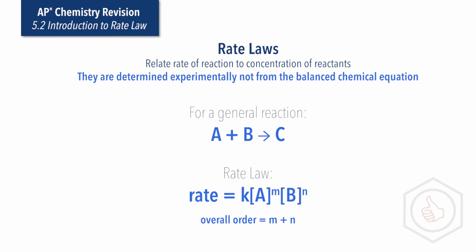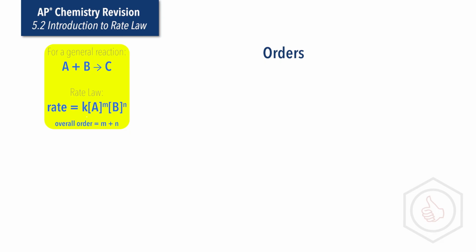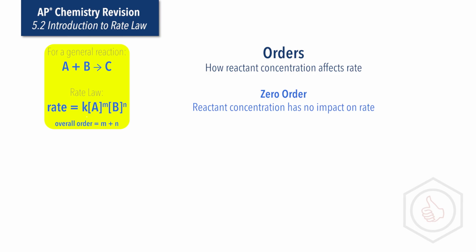The order of reaction with respect to a reactant tells us how the rate changes as the concentration of that reactant changes. If a reaction is zero order with respect to a particular reactant, then changing the concentration has no impact on the rate of reaction. You could double or triple the concentration of reactant, but the reaction rate will stay the same.